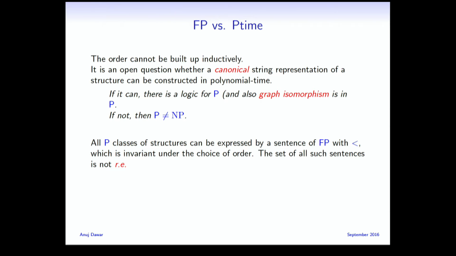Take all sentences of fixed point logic which may refer to an order, which is not interpreted by the structure, but which are invariant under the choice of order, which means on any given structure, whatever order you choose, either the sentence is true or the sentence is false. This collection of sentences is, in some sense, a logic for P. Every polynomial time property is expressible and nothing else is. But it's not a recursively enumerable set of sentences, because this invariance property is undecidable, and strongly so.